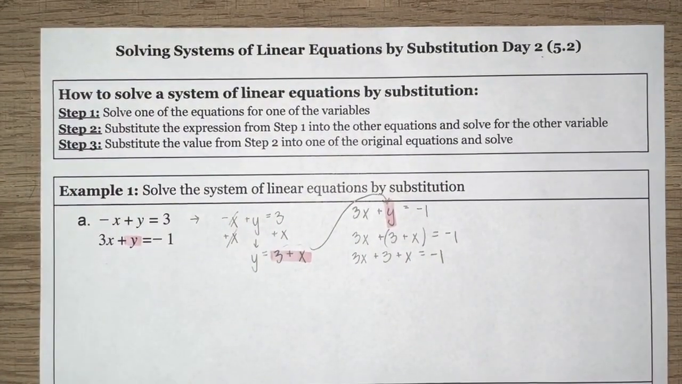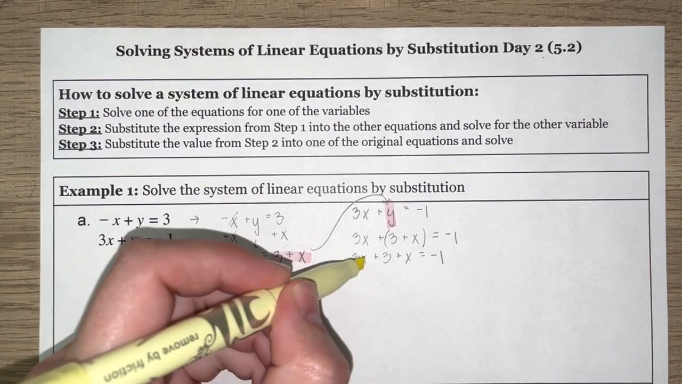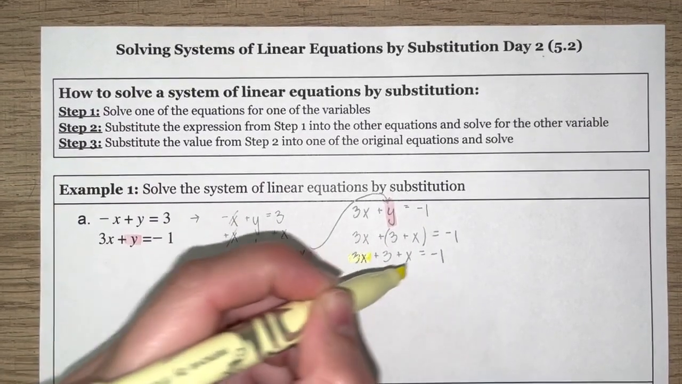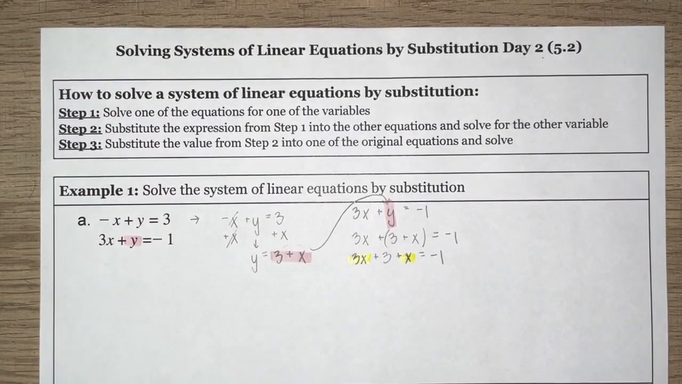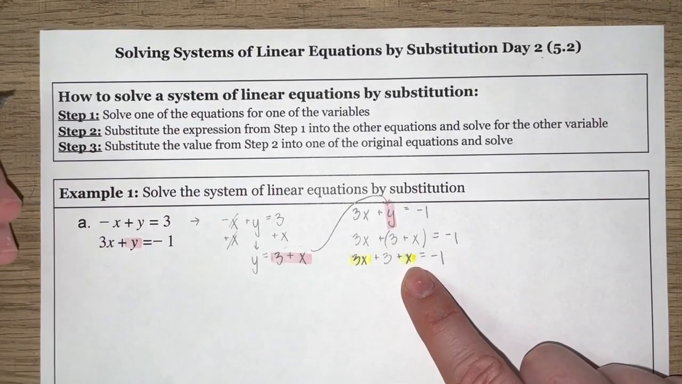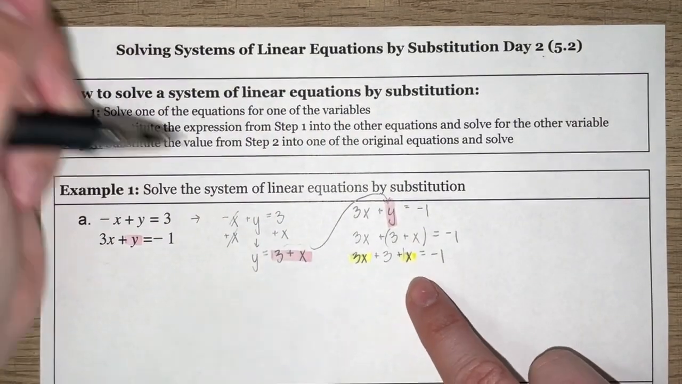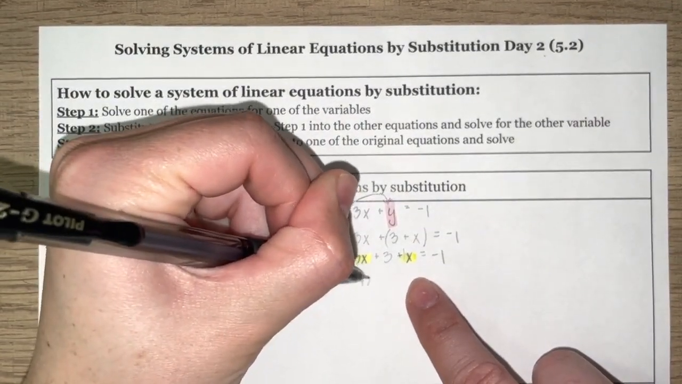And then from there I can combine like terms. Like terms have the same variable to the same exponent. So 3x plus x. If I add 3x plus x, I just need to add the coefficients. This is a 1x. So 3x plus 1x becomes 4x.